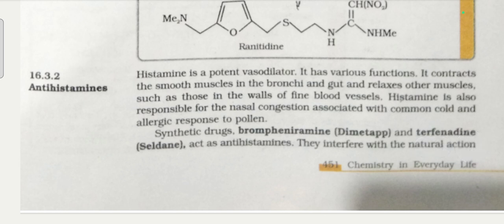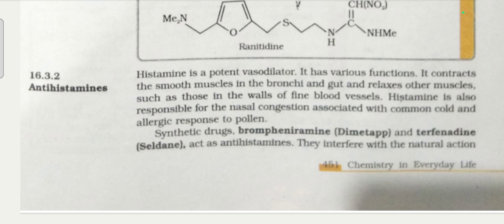Antihistamines. Histamine is a potent vasodilator. It has various functions. It contracts the smooth muscles in the bronchi and gut and relaxes other muscles, such as those in the walls of fine blood vessels. Histamine is also responsible for nasal congestion associated with common cold and allergic response to pollen.